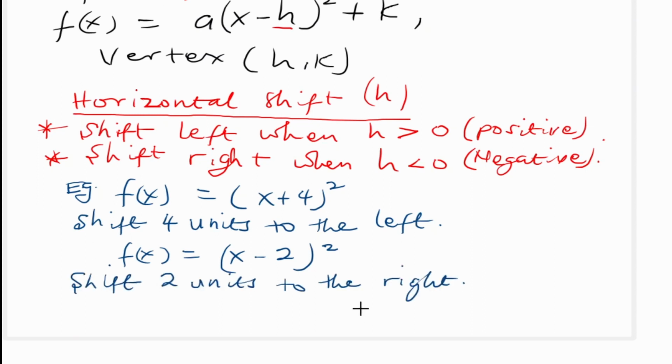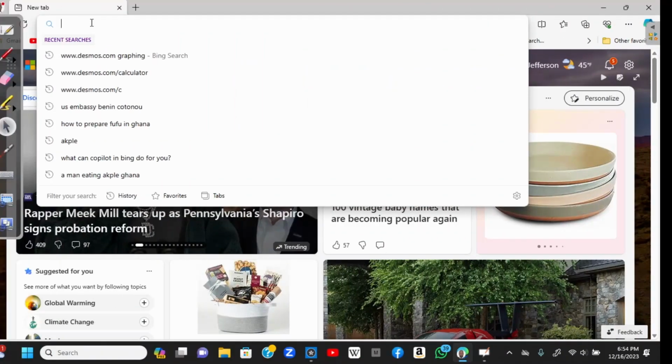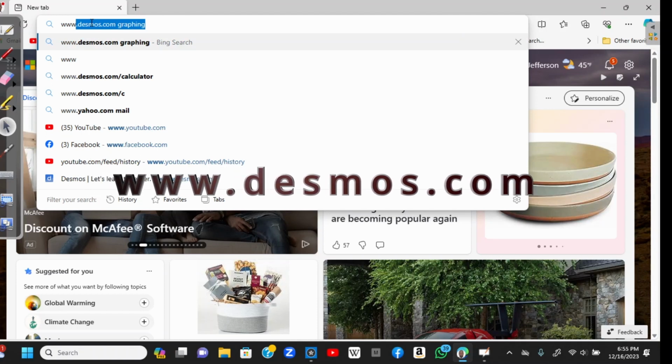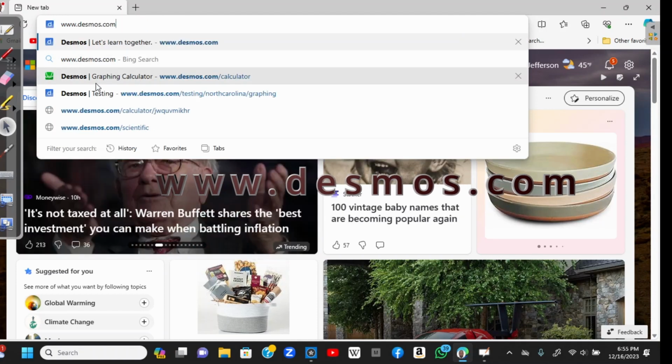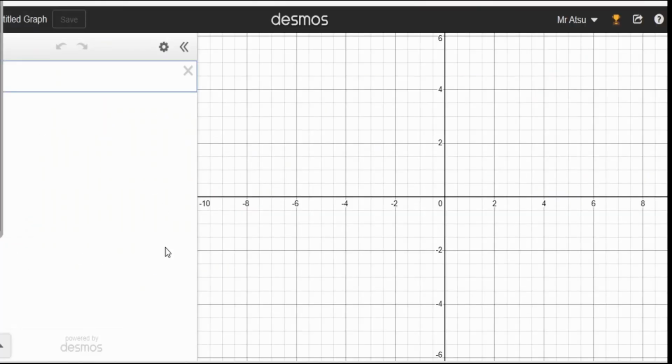I'm going to demonstrate that using a graph, with a graphing calculator called Desmos. So let's get onto the computer and check that out. We start by typing www.desmos.com, then we select graphing calculator, and it brings you to this interface.